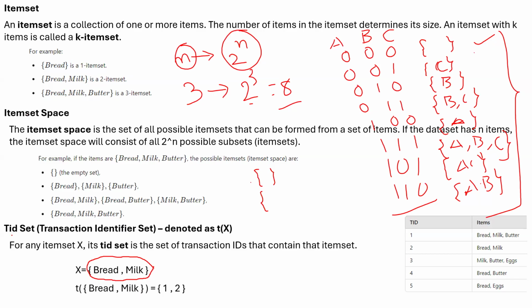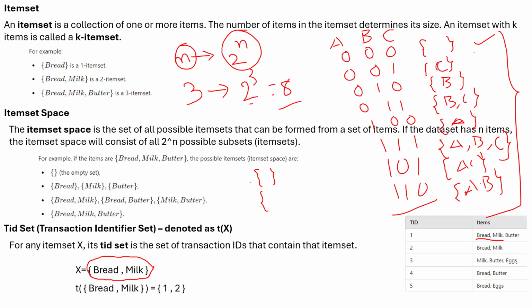What is transaction ID set means? Transaction ID set is nothing but in which all transactions this combination has happened. That set would be the transaction ID set. Okay, so if you look at this bread and milk, in which all transactions bread and milk has happened. In transaction one, you have bread and milk, so you have to take that now. So in one, bread and milk has happened. In transaction two, do you have bread and milk? Yes, you have bread and milk. In transaction 3, do you have bread and milk? No, you don't have, right? In transaction 4, you don't have. In transaction 5, you don't have.